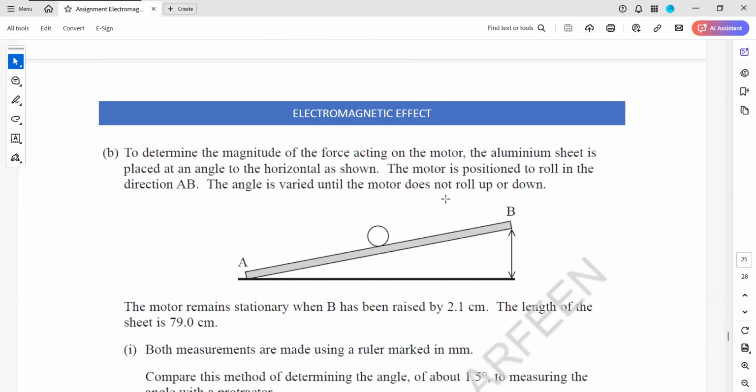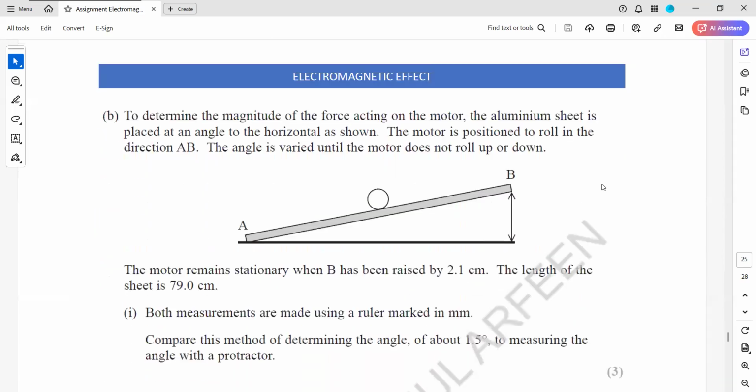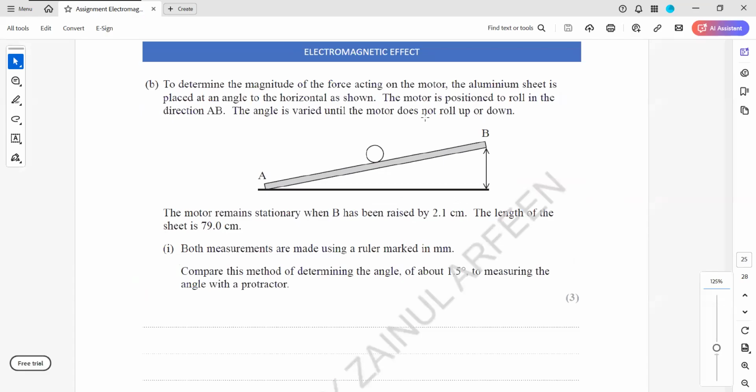The next is to determine the magnitude of the force acting on the motor. An aluminium sheet is placed at an angle theta. The motor is positioned to roll in a direction AB. The angle is varied until the motor does not roll up or down. The motor remains stationary when B is raised 2.1 centimeter and the length of the sheet is 79 centimeter.